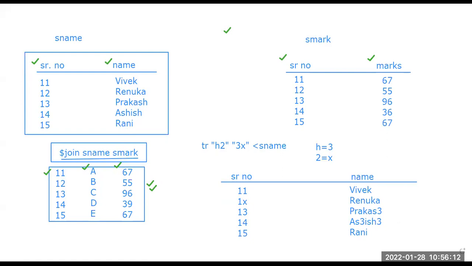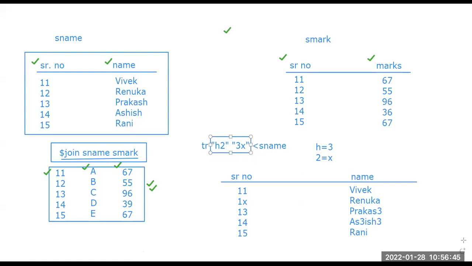So this is the very simple command that changes characters using the tr utility, the translating utility, with a range of characters. Using the tr utility, we can change a particular character, and we need to mention clearly which character we are trying to change with which. So this means that h will be replaced by 3 and 2 will be replaced by x.